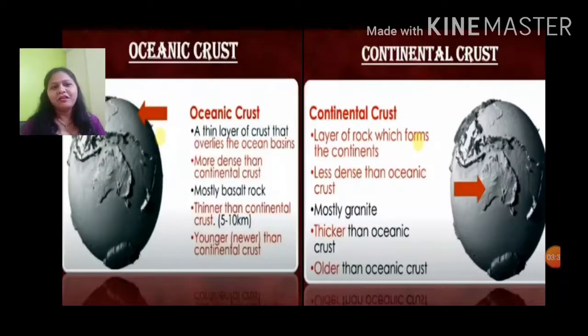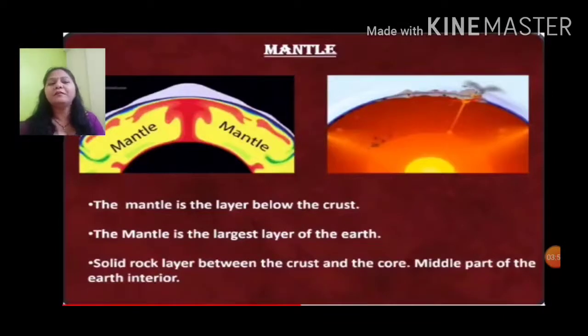Continental crust is the layer of rock which forms the continents. It is less dense than the oceanic crust. Mostly granite kind of rocks are available in this layer. It is thicker than the oceanic crust and older than the oceanic crust. Then we will see the next division.